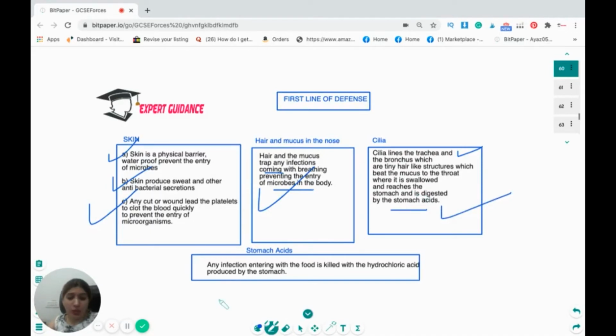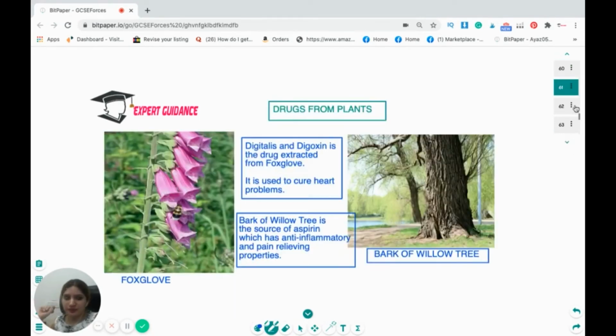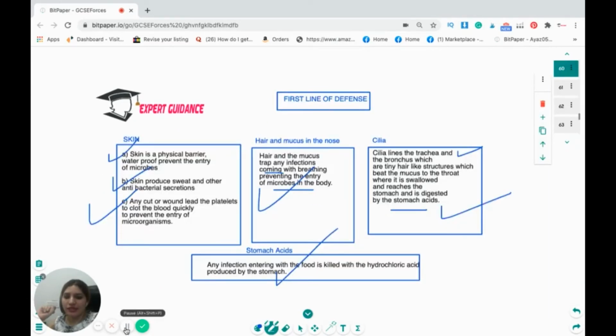And you also know that the stomach produces hydrochloric acid. So if any infection enters the food, it is killed by the hydrochloric acid produced by the stomach. Okay, so I hope this first line of defense is clear to you.